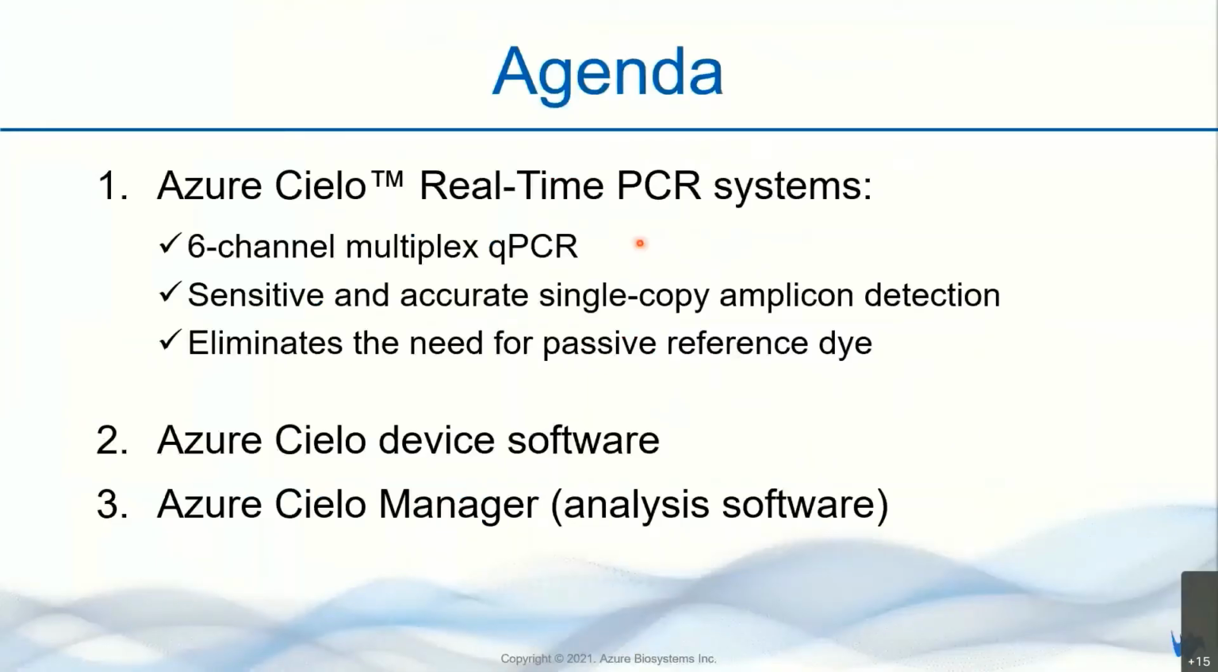This is our agenda for the session. Like I said, we will talk about 3 application nodes. Firstly, 6-channel multiplexing; secondly, sensitive and accurate single copy amplicon detection; and the third will be how Cielo eliminates the need for passive reference dye. And next, I will show you how the Cielo device software looks and also the analysis module in the analysis software.